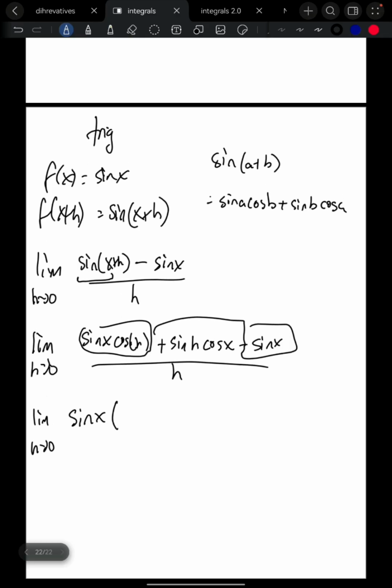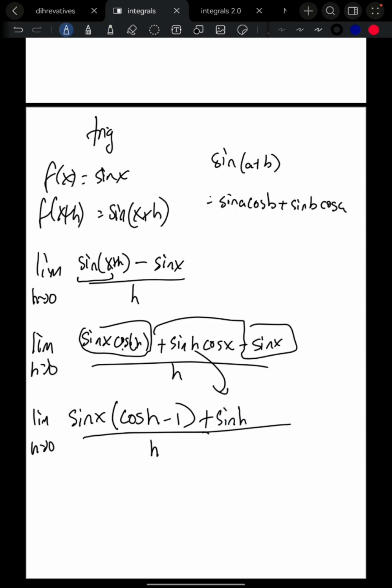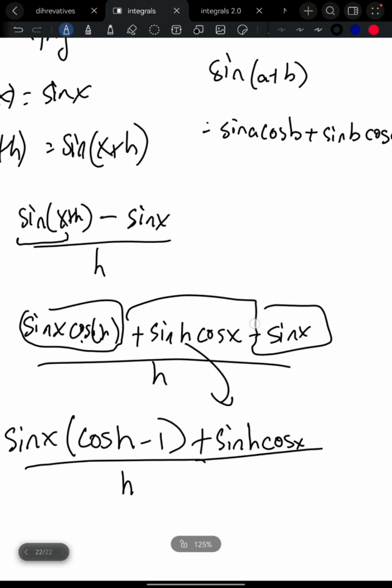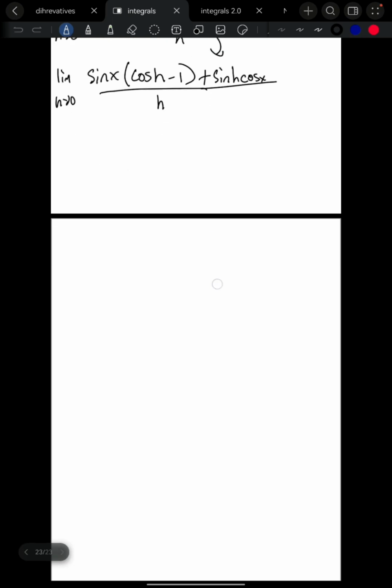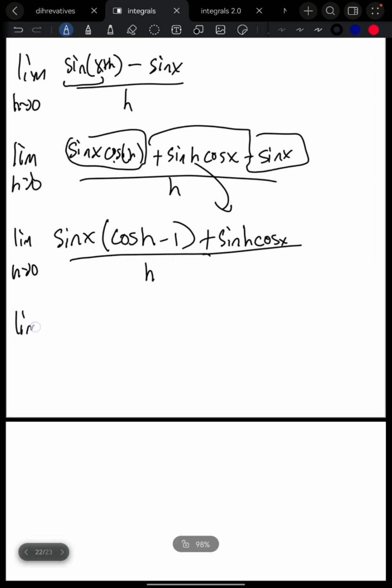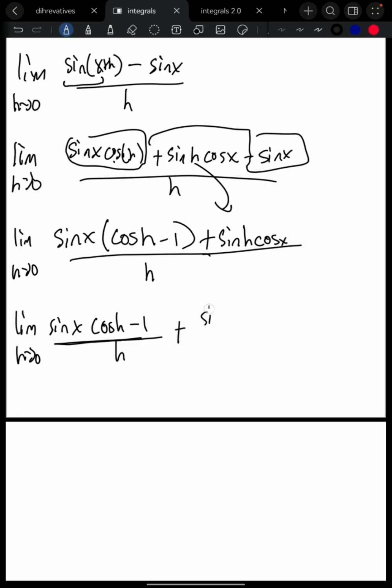You take out sine x from both of these, so you get cos of h minus 1, because you just took it out, divided by h, plus sine h cos x. So you can actually split the limit. This is the limit as h approaches 0 of sine x times cos of h minus 1 divided by h, plus the limit as h approaches 0 of sine h cos x divided by h.